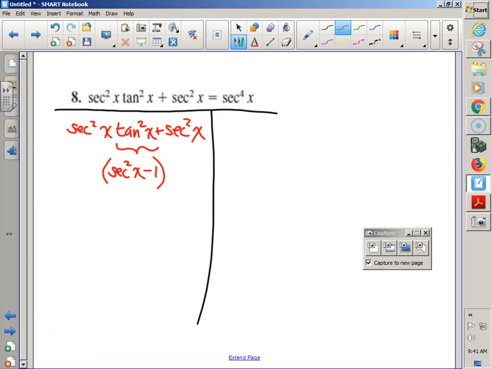I could still ask one question about it, but the main ones, the double angles, the power reducing, the quotient and the Pythagoreans, those are the main ones to have down.